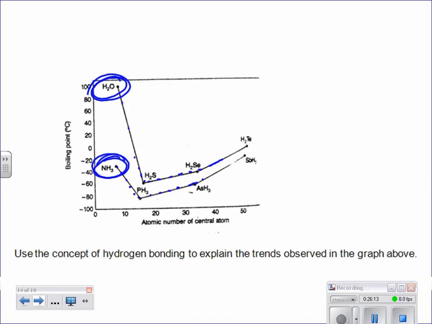As you increase that atomic number, though, it does increase its boiling point. So what we might want to write down here is that they have high boiling points due to hydrogen bonding.